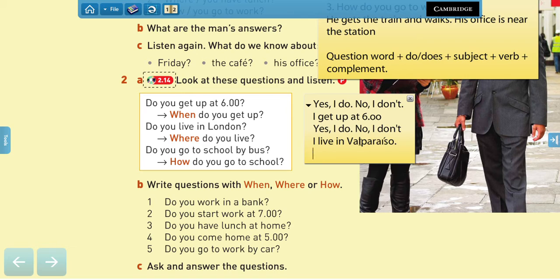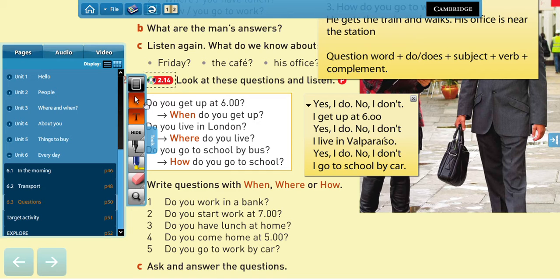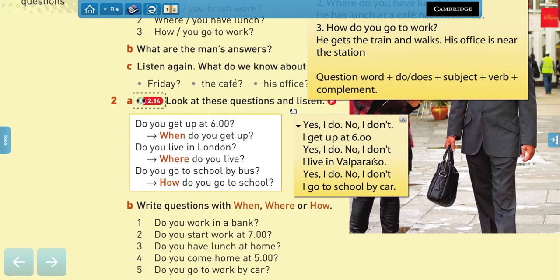Yes, maybe. I do. No, I don't. Or, how do you go to school? I go to school by car. Or I drive, or I walk, or whatever, right? So if you pay attention, both of these types of questions follow the same structure. Remember that I told you that we have question words, do or does, subject, verb.